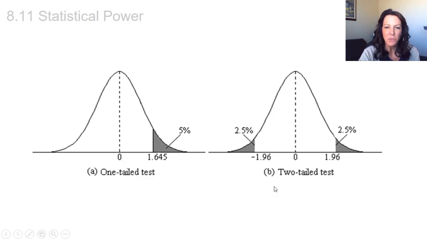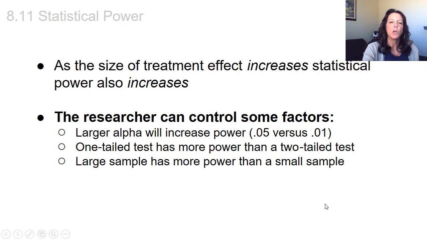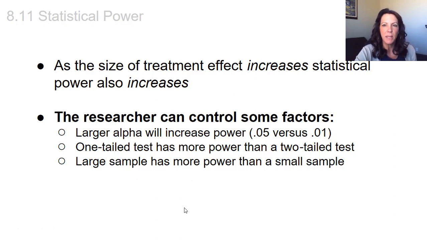So why would we do a two-tailed test? Well, we're going to talk a little bit more about that, but again, the main reason is going to be when I don't know exactly in which direction my result is going to be. So as the size of the treatment effect increases, statistical power also increases. So if I have more of a difference between my mean and the population mean, my statistical power increases. That I can't have a whole lot of control over as a researcher, but I can control some things in increasing statistical power, increasing the ability to detect a significant result correctly.